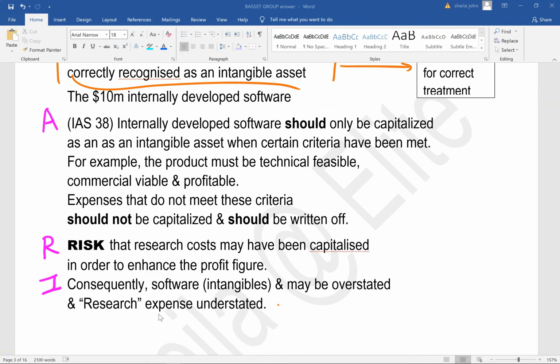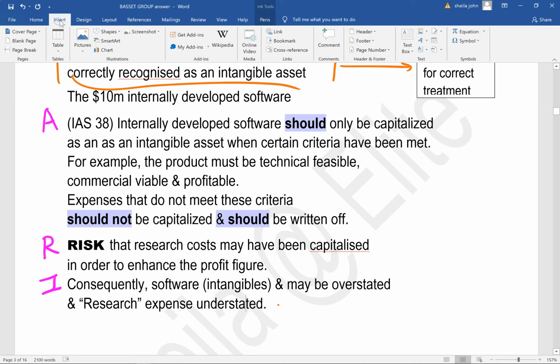On the area of the accounting treatment, I've already done this for you, to save us a little bit of time. The accounting treatment, the risk, and the impact. And on the accounting treatment, try to use the words should not, must not. Okay. And on the area of the risk here, we're concerned that the research costs may actually have been capitalized in order to enhance the profit figure. Consequently, the intangibles, specifically, we're talking about the software here.